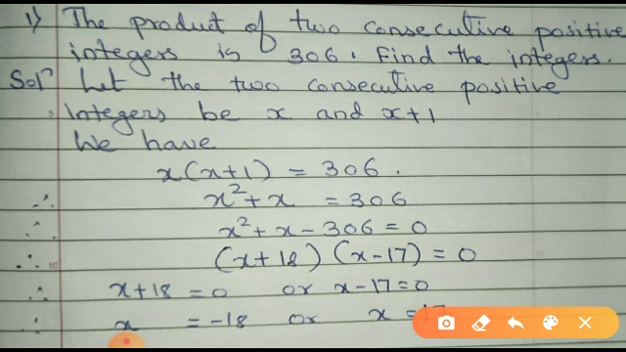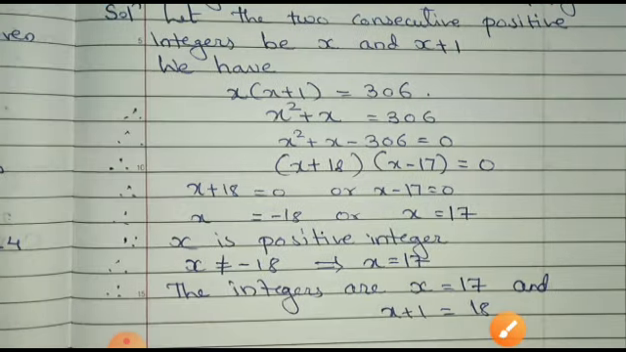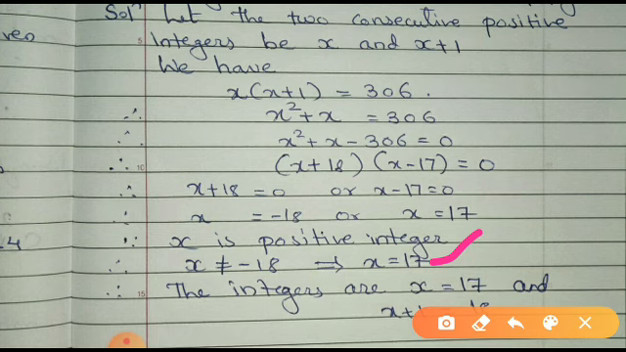Now since the coefficient of x square is 1, I can write the factors directly. So I will get the values of x as minus 18 or x equal to 17. Now what was given is consecutive positive integers, so I cannot have the value of x as negative 18. So the only value of x is 17, and hence the consecutive integers are 17 and the next number, 18.